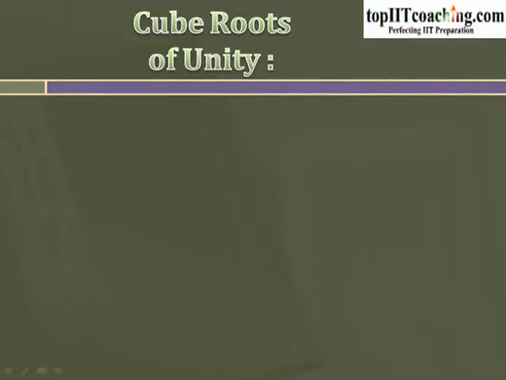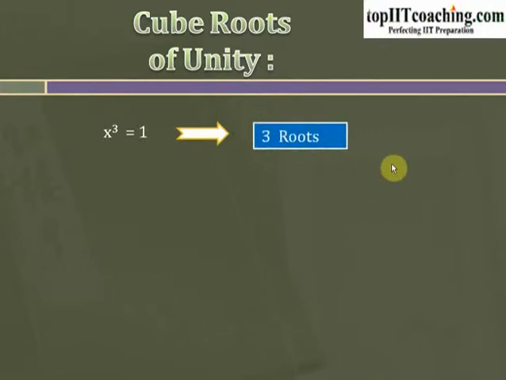Now, we have seen the nth roots of unity. Let's see the cube roots of unity. So we have an equation x cube equal to 1. Now this is a polynomial equation with degree equal to 3. So how many roots would it have? Definitely it would have 3 roots. But now what are these 3 roots?